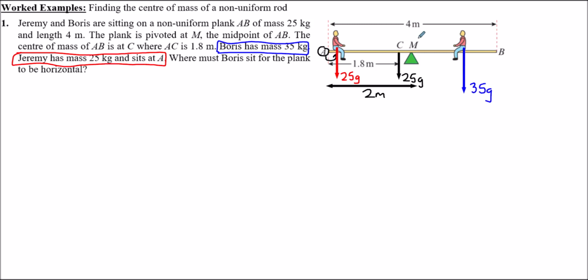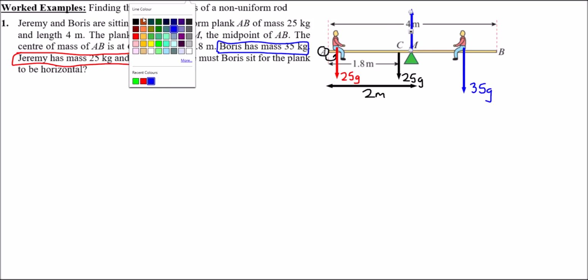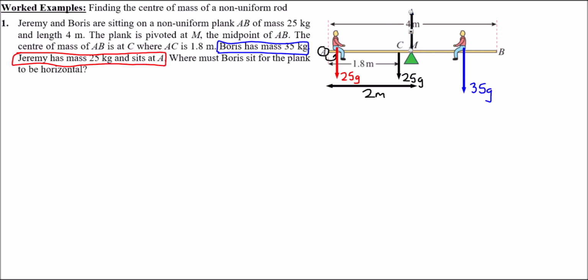So there are forces due to their weights, a force due to the weight of the rod itself, the beam, the plank, and also at M there'll be a reaction force going upwards. We don't know what that reaction force is, so I'm just going to call this R subscript M. We don't know what that is, and do we need to work it out is the question. Is there a way around it?